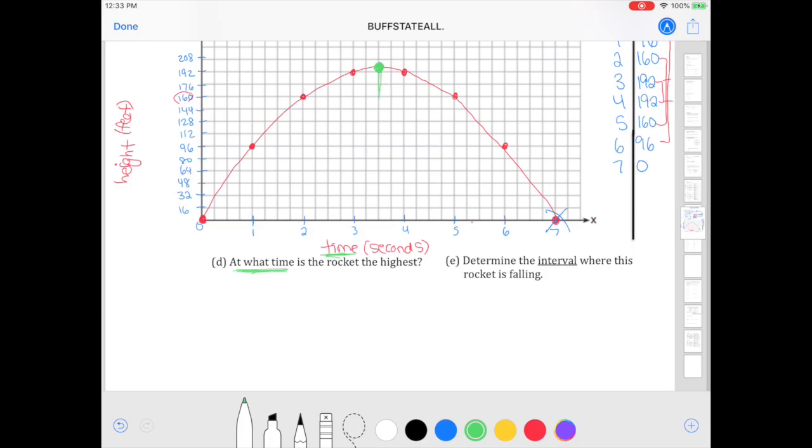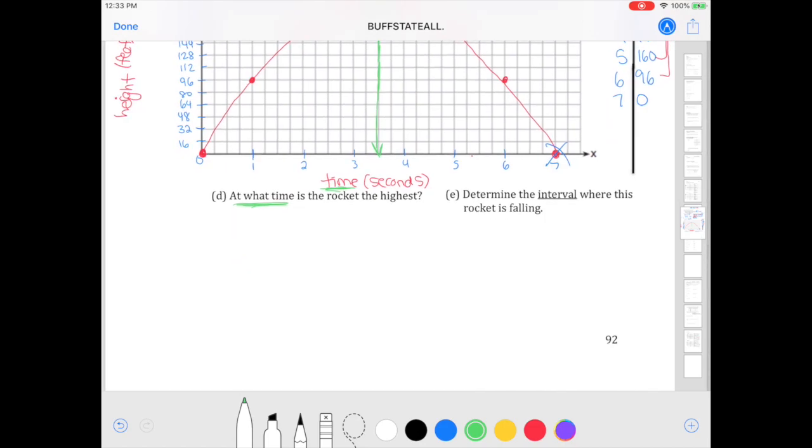So the x value where it's at the highest height, I'm just going to bring this down to show you where it falls. It's right in between 3 and 4. So it's going to take 3.5 seconds before it reaches its highest height.